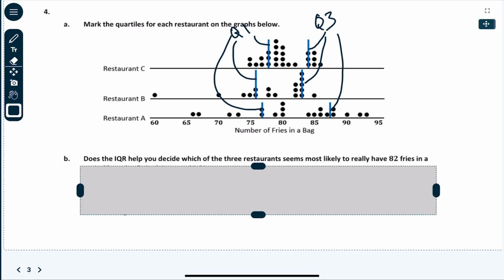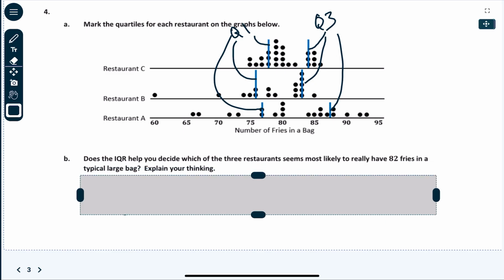Now, it says, does the IQR help you decide which of the 3 restaurants seems most likely to have 82 fries in a typical large bag? Well, 82 would be about right here. Okay, let's call this 82. Now, which one of these do you think would probably have 82? Now, notice that this is restaurant C, B, and A. They kind of go in opposite order there.